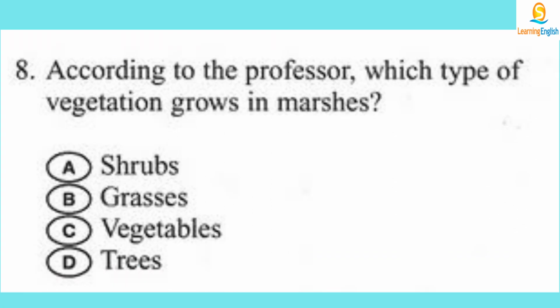Questions 8 through 10. Listen to part of a lecture in a biology class. There are lots of different wetlands, from marshes to swamps to bogs. The flow of water through a wetland determines the types of plants that grow there.